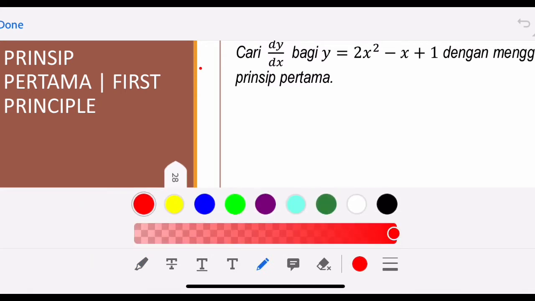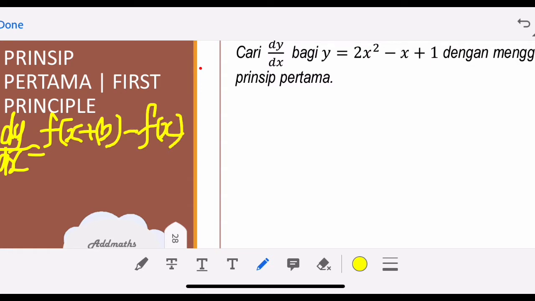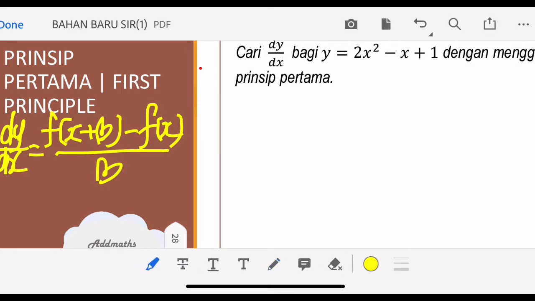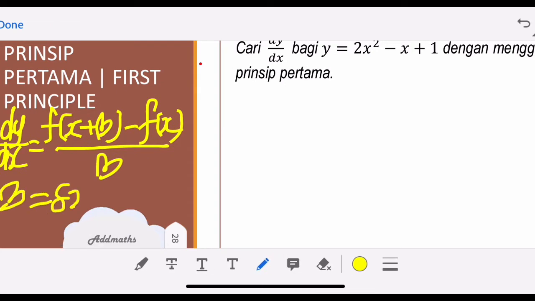So now I want to use the way to do the first principle. The way to memorize is I write like this: love shape minus f(x) over the love shape. I also reminded you that love shape is actually small changes of the x. So for today we try not to use the love shape, we use delta x. Remember, delta x is not two letters, it's not delta and x. Delta is small changes. So understand?